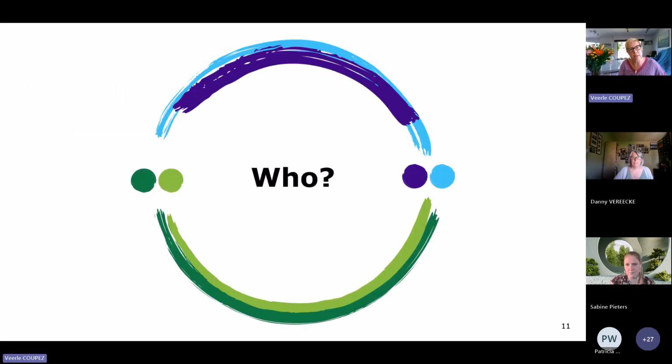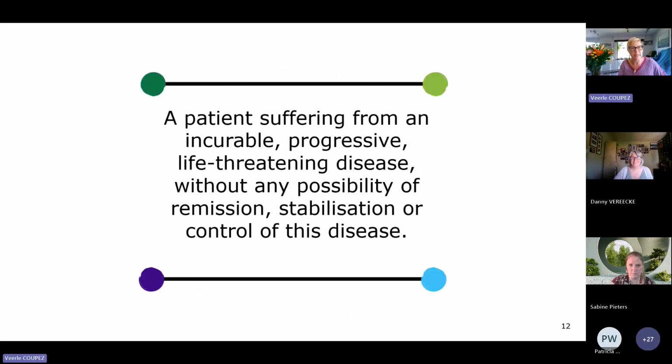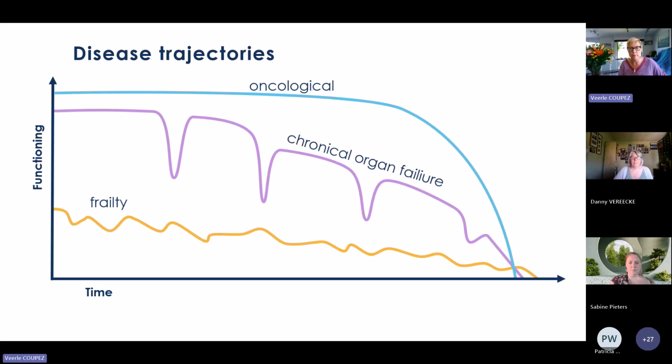So, who are our palliative care patients? It's a patient suffering from an incurable, progressive, life-threatening disease without any possibility of remission, stabilization, or control of the disease. But what is that? An incurable, progressive, life-threatening disease? Well, there are 3 disease trajectories.